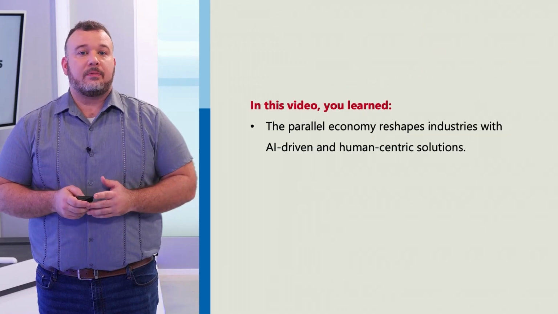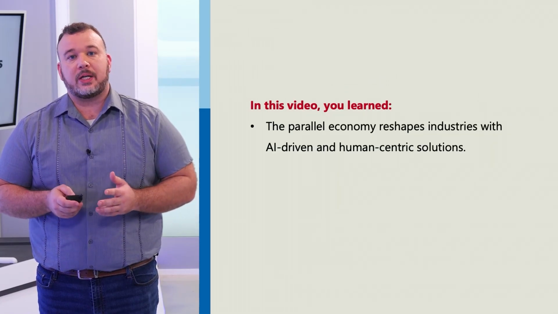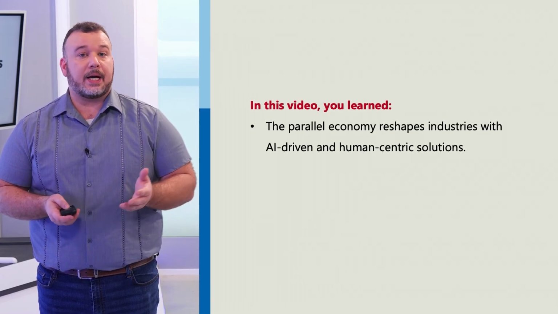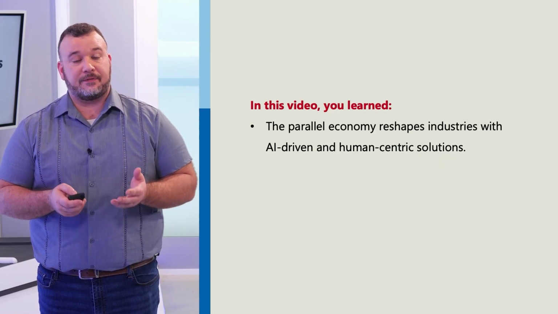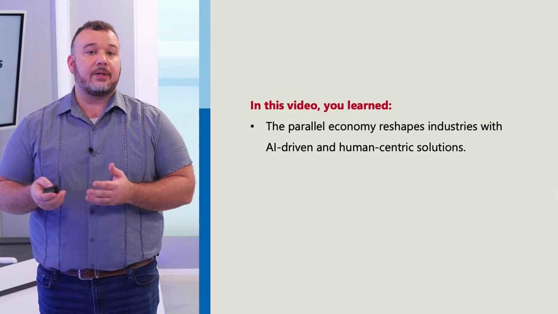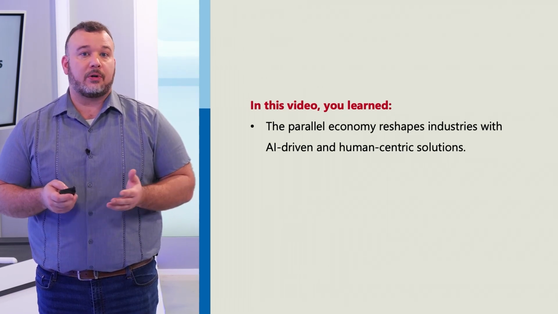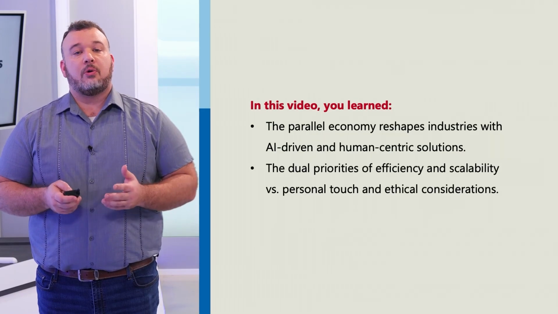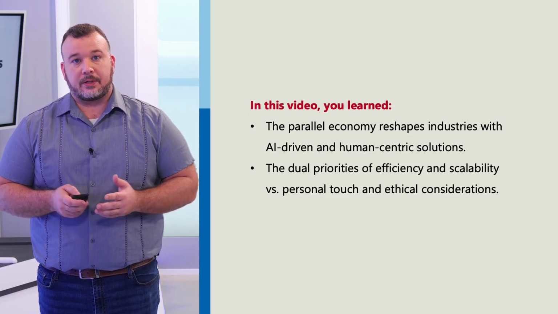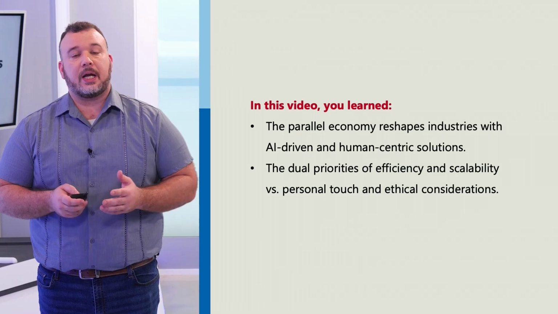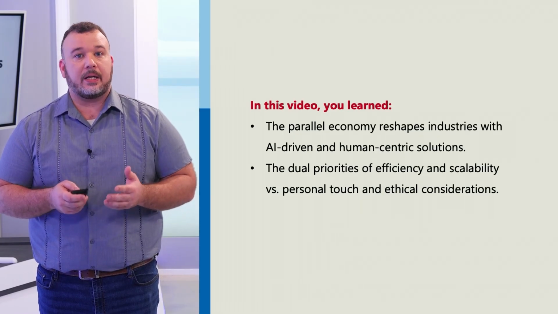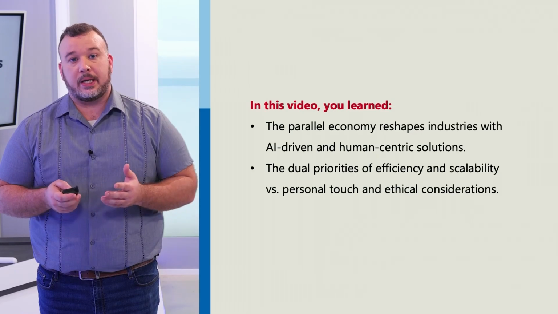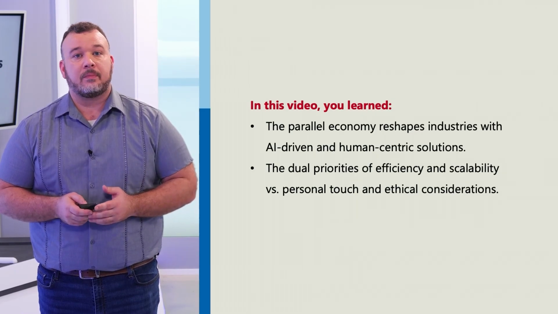In this video, you learned how the parallel economy is transforming industries by presenting consumers with a choice between AI-driven solutions, which prioritize efficiency and scalability, and human-centric options, which focus on personal touch and ethical consideration. You also explored the dual priorities that define this economy, understanding how AI excels in automation and optimization, while human-centric approaches thrive in areas requiring intuition and empathy.